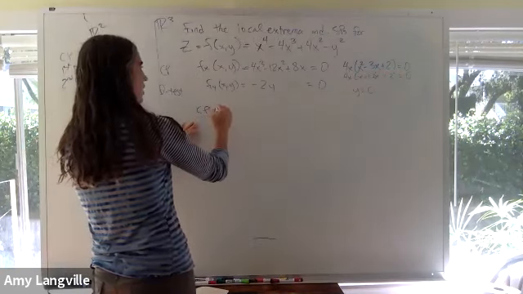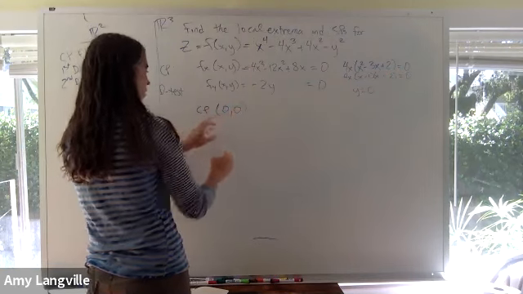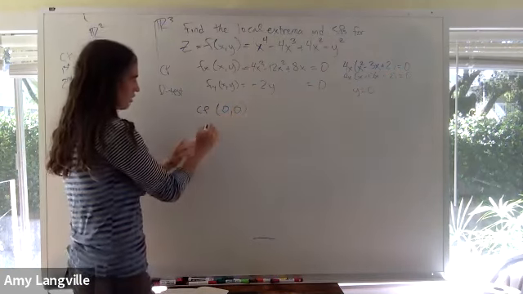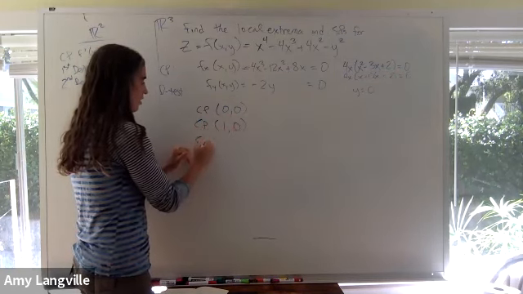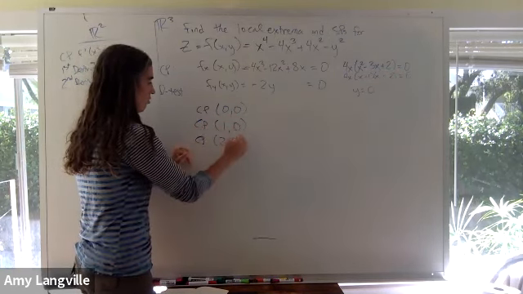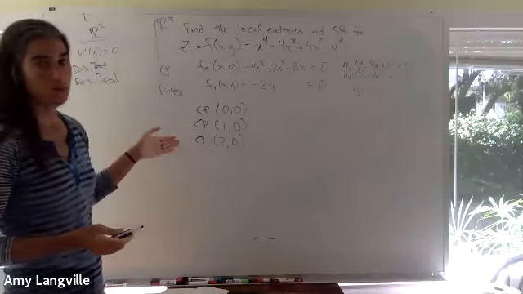We have a CP at 0, 0, x, y, right? A CP at, what's the next one? 1, 0, and a CP at 2, 0. So this problem has 3 CPs.